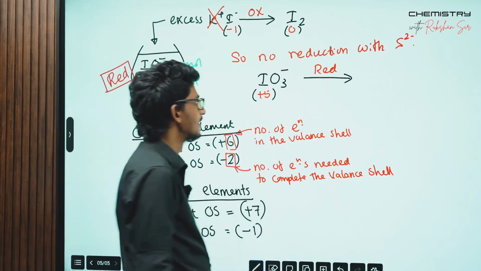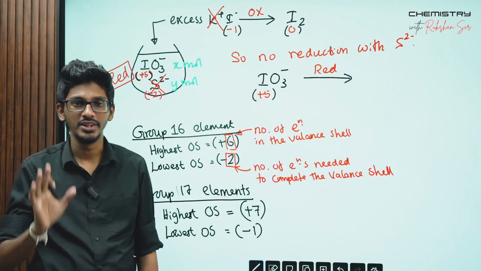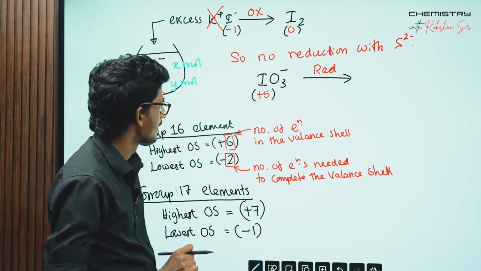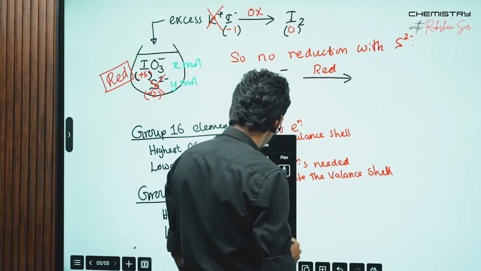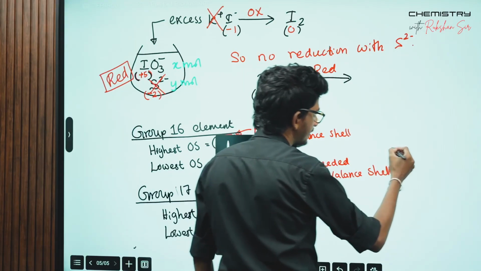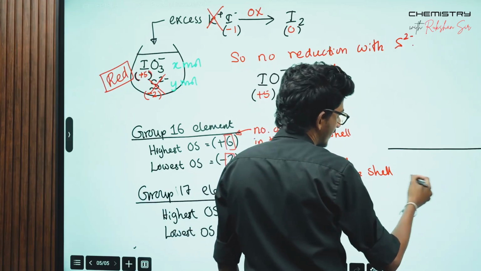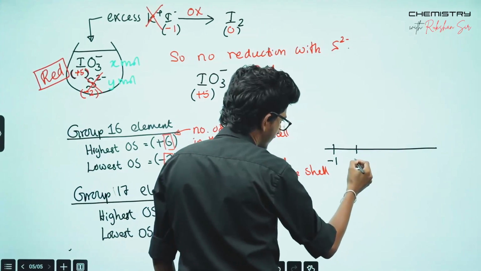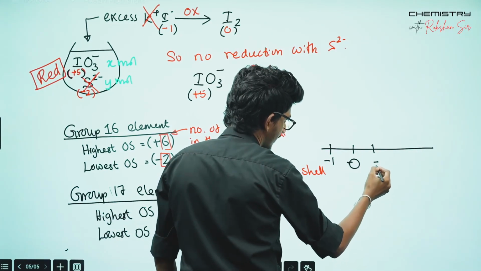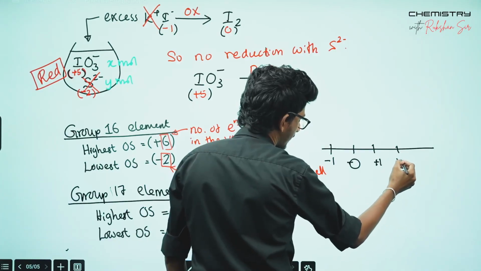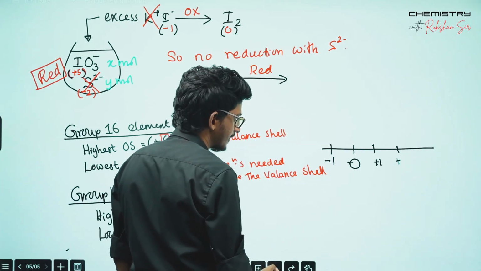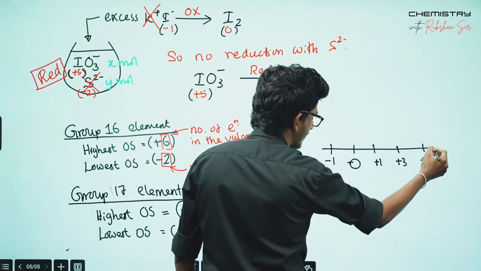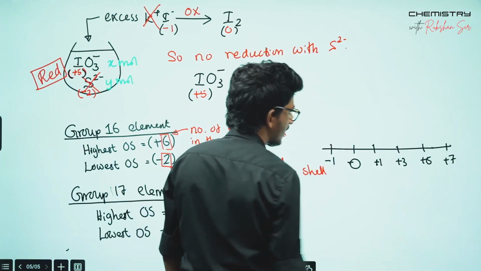So basically, as products, the halogens always prefer the X2 form or the X minus form. When it comes to the numerical scale: -1, 0, +1, +3, +5, those are the normal oxidation states available with the halogens, and +7.